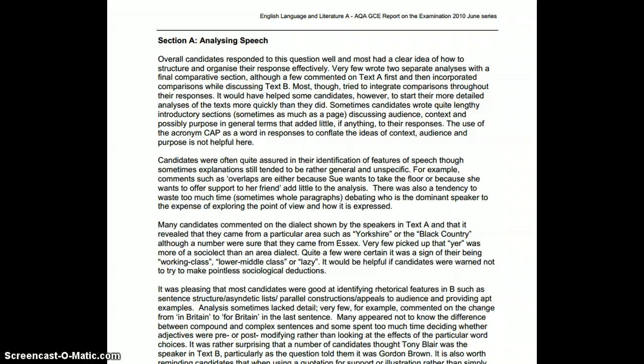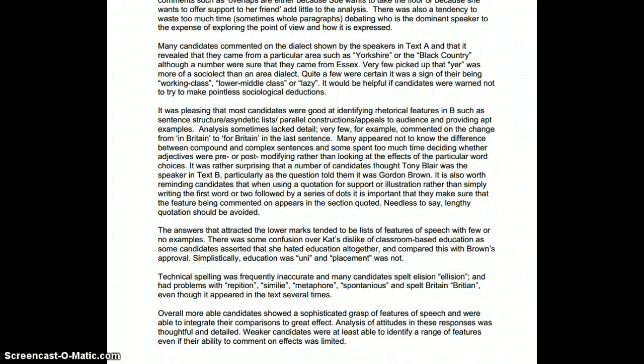Many candidates commented on the dialect shown by the speakers in Text A, and that it revealed that they came from a particular area, such as Yorkshire or the Black Country, although a number were sure that they came from Essex. Very few picked up that "yer" was more of a sociolect than an area dialect. Quite a few were certain it was a sign of their being working class, lower middle class, or lazy. It would be helpful if candidates were warned not to make pointless sociological deductions.